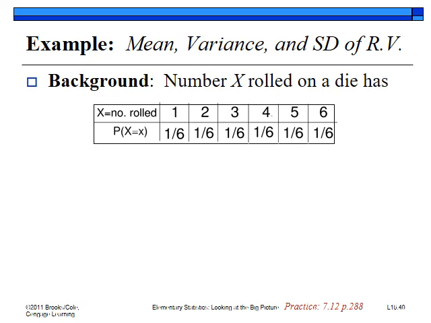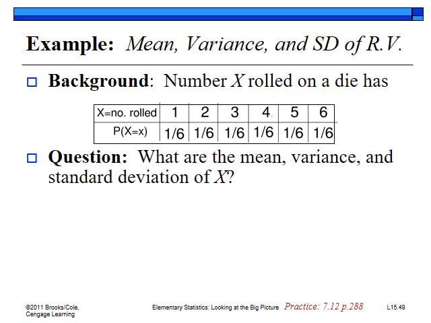Here's an example. If you look at the random variable x, where x represents the number that's rolled on a standard 6-sided die, we get possible values of 1 through 6, and each is equally likely, so the probability of each of those outcomes is 1/6. What are the mean and the variance and the standard deviation of x?